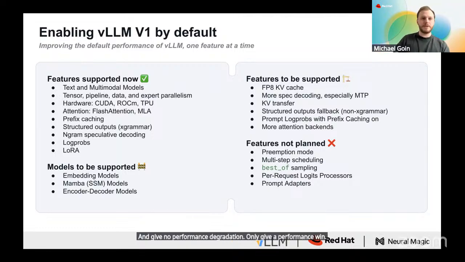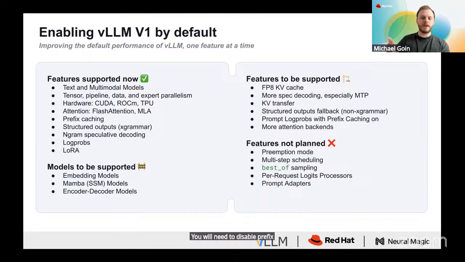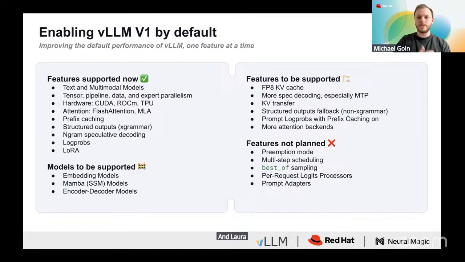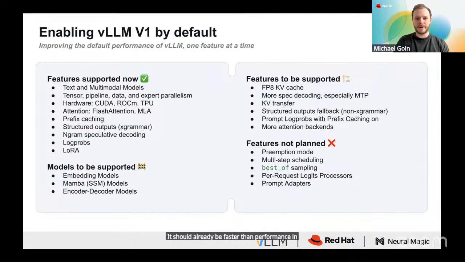Log probs are supported, so your eval should work. You will need to disable prefix caching, but we are very quickly working on making this work with prefix caching, which has been a requested feature for a long time. And LoRA should be supported, although we're still working on optimizing it further. It should already be faster than v0, which is great.